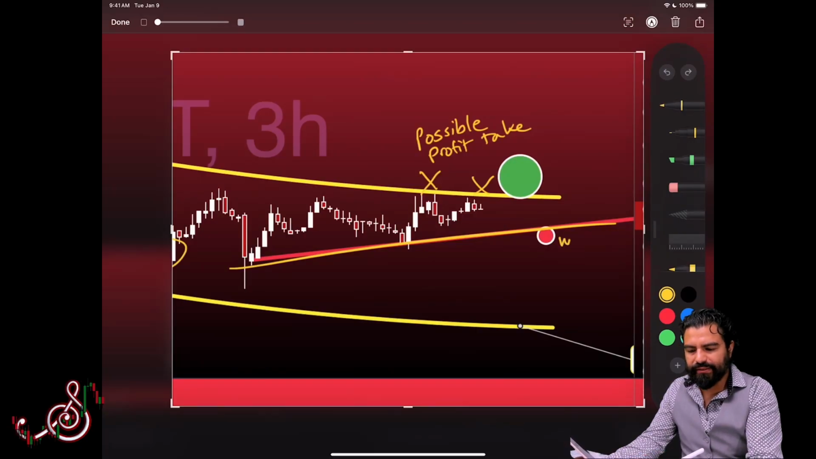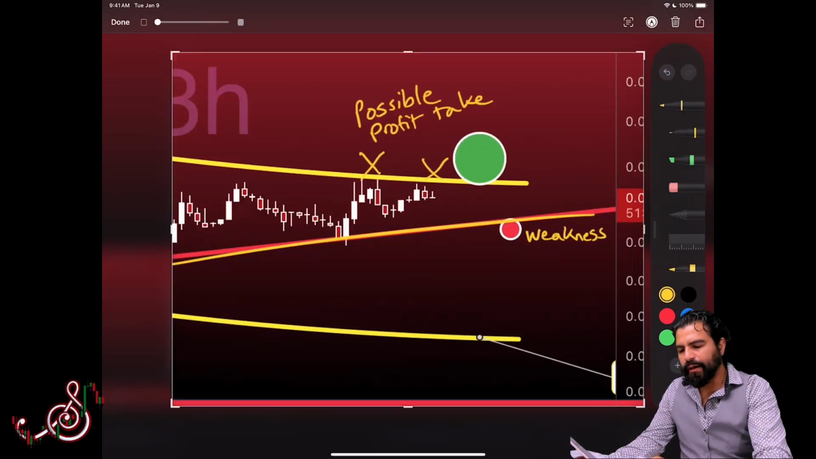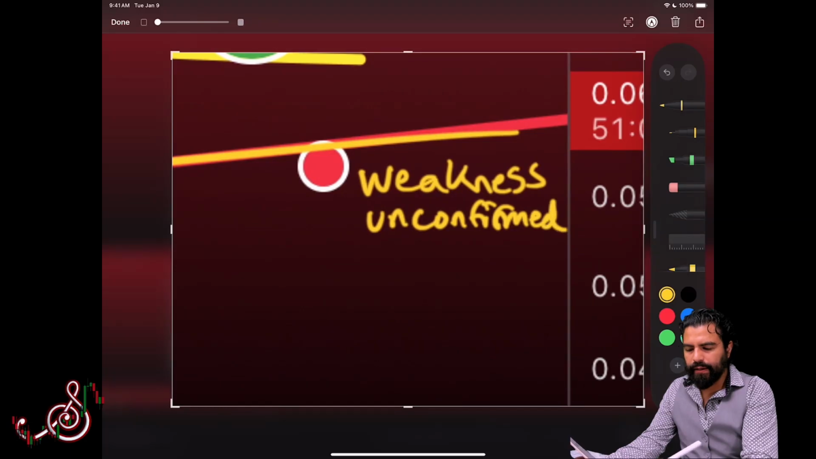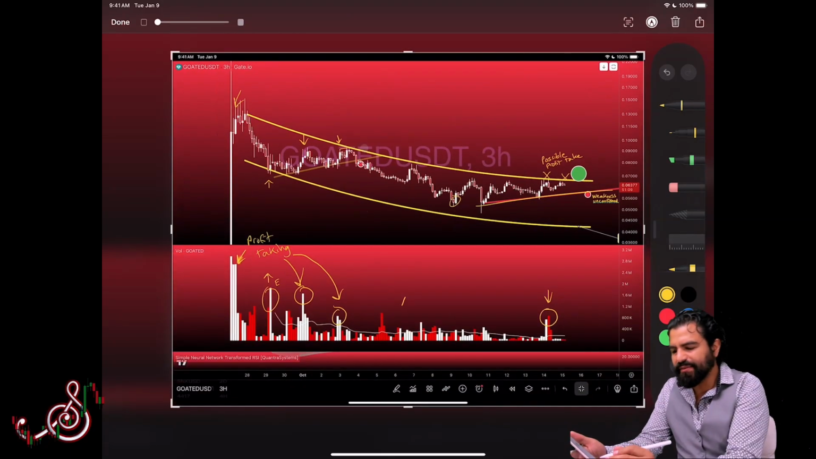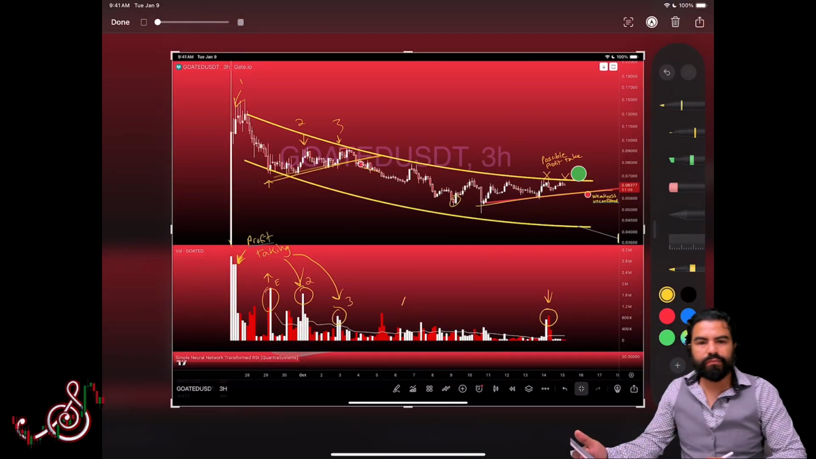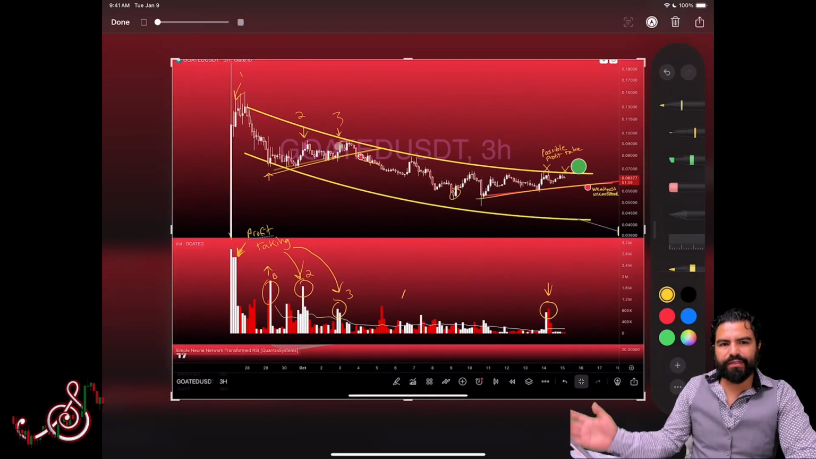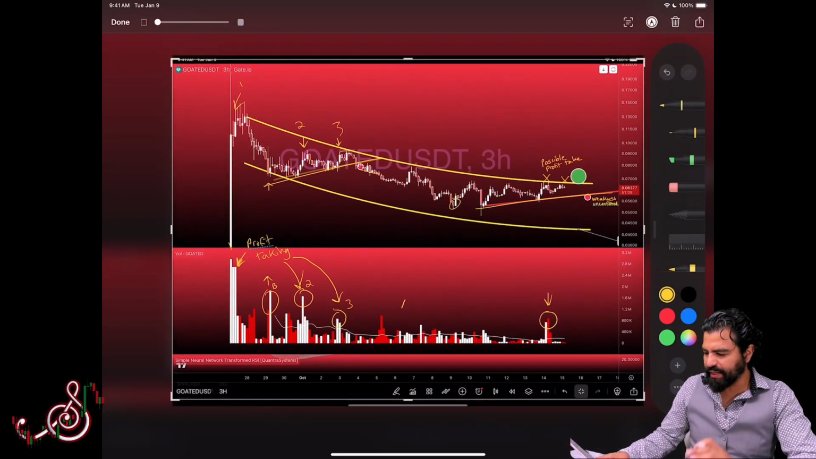That's where the weakness is, unconfirmed. So that's why we want to use the word possible here. Here we know it is because the move was to the right into weakness. So we know there was profit taking in those areas, 1, 2, and 3. So here we have a look. This crypto's still negative. That's just my quick take on that one.